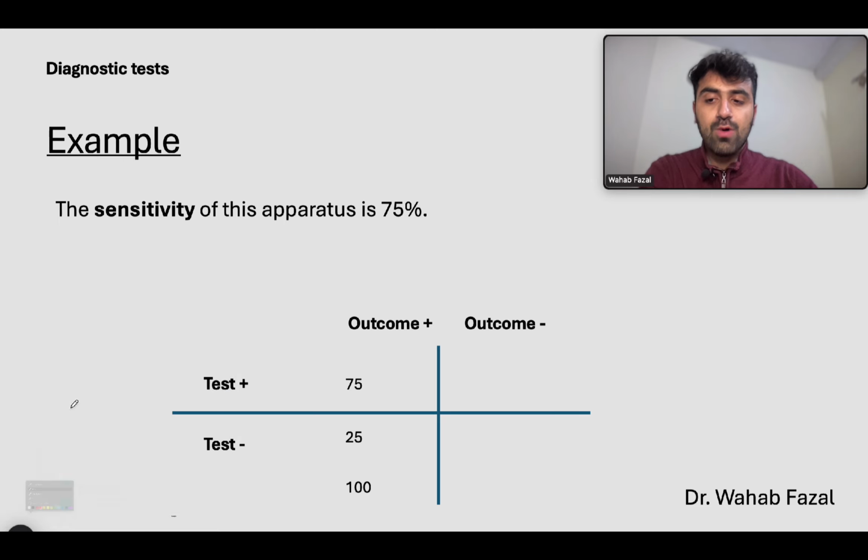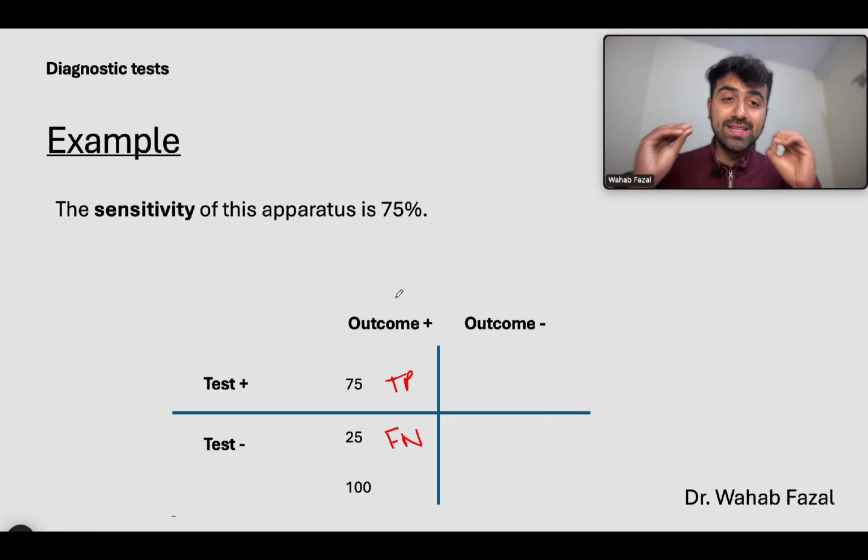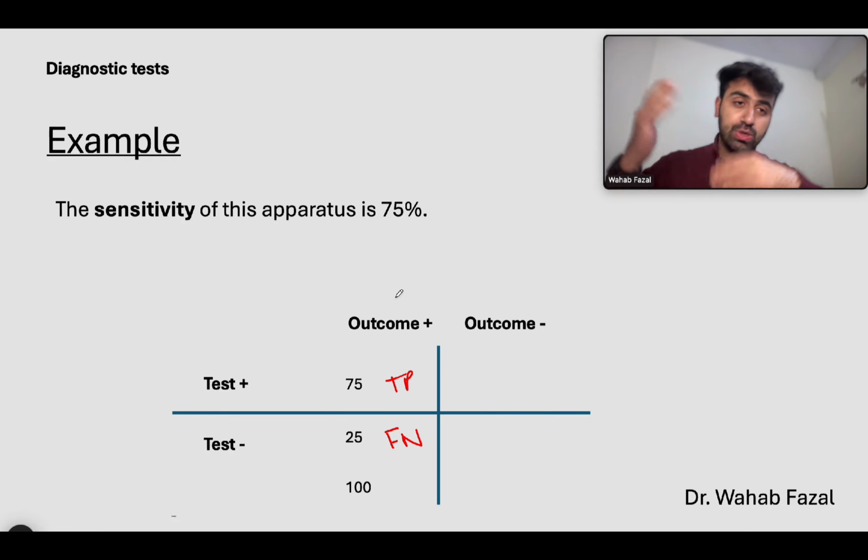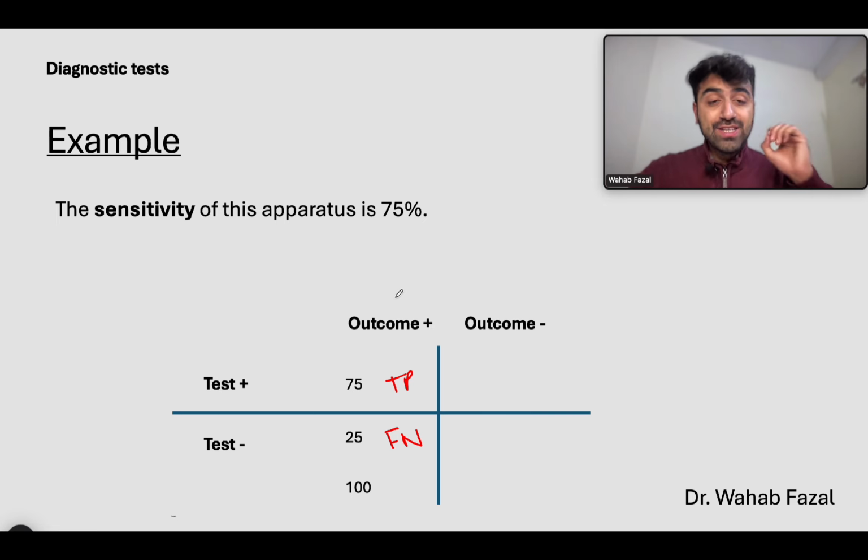So let me write it down for you here. So these are the people who came up to be true positive, and these are the people who came up to be false negative due to this test. This is the concept of sensitivity that you need to put in your mind. Forget about the rows, forget about the columns, forget about the people who tell you, do this equation in columns and whatever, because you're going to forget it.